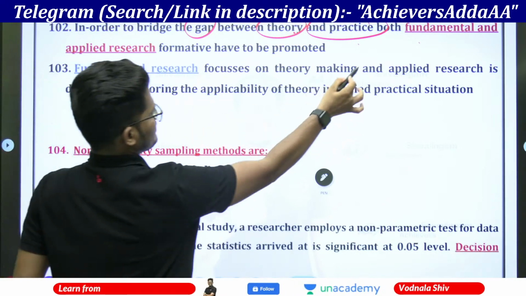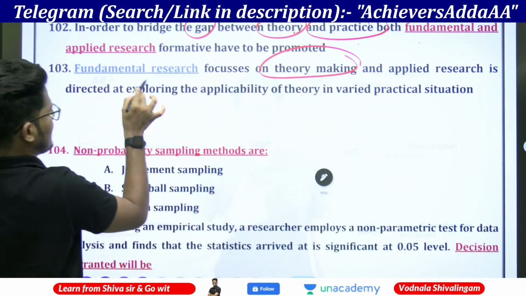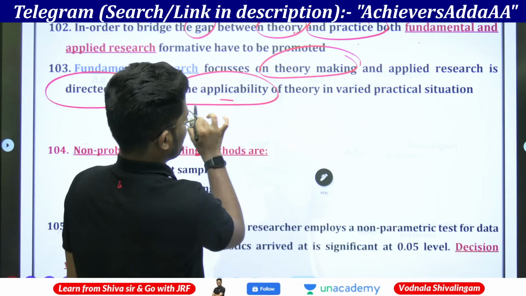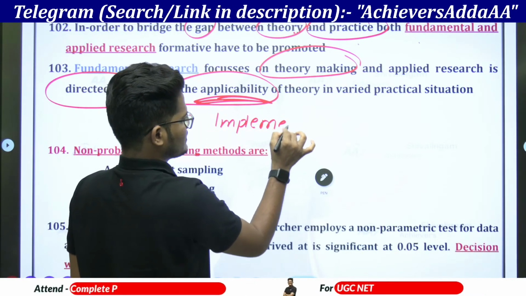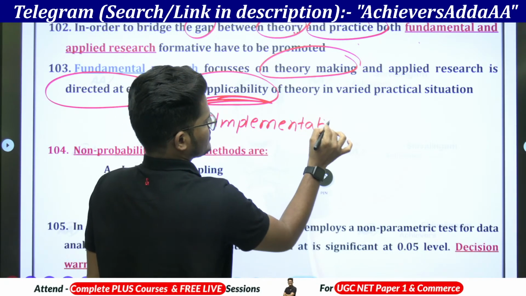Fundamental research is theory making. Applied research is directed at exploring the applicability. Applicability of the theory means implementation of the theory. How we can implement the theories and get the solution for it.